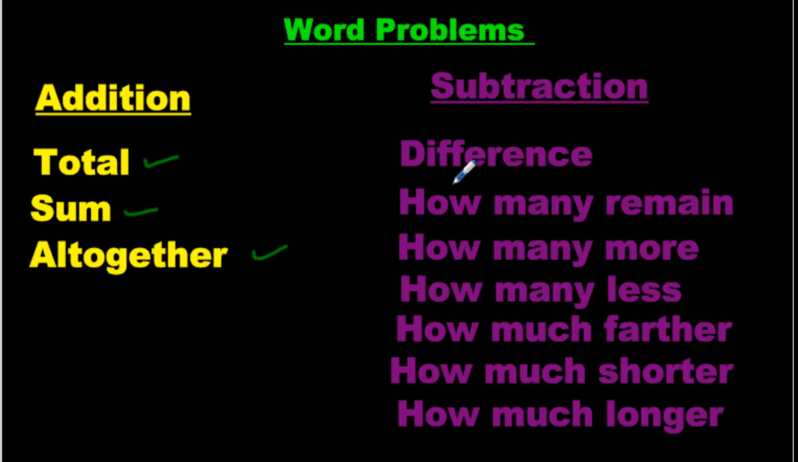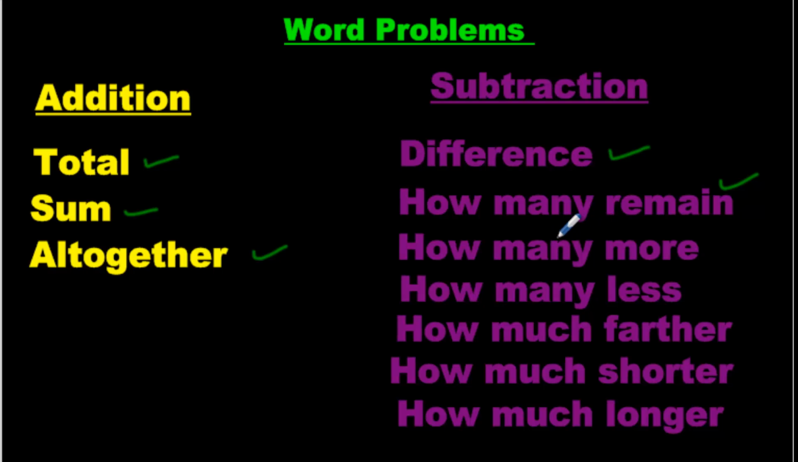Subtraction, there's a lot more tricks to it, and they're going to try to fool you. Difference, most people understand, hey, the difference means subtraction. Yeah, you take one thing, you find another thing, you get the difference between them. But here's another one. How many remain? That's another one most people understand. If it asks you how many are remaining, how many are left over? Those are all subtraction type questions.